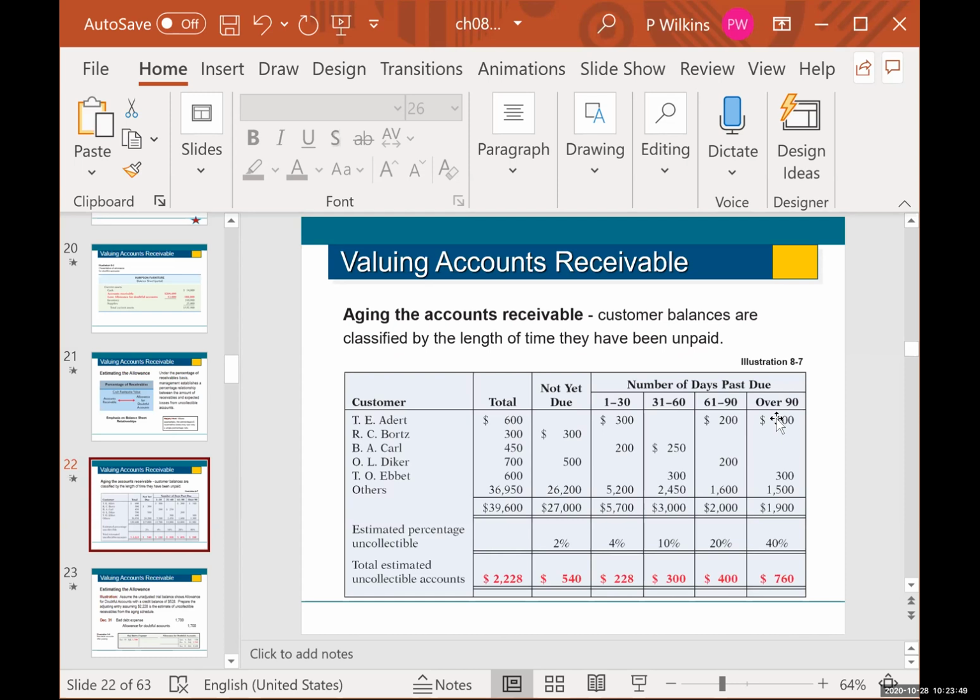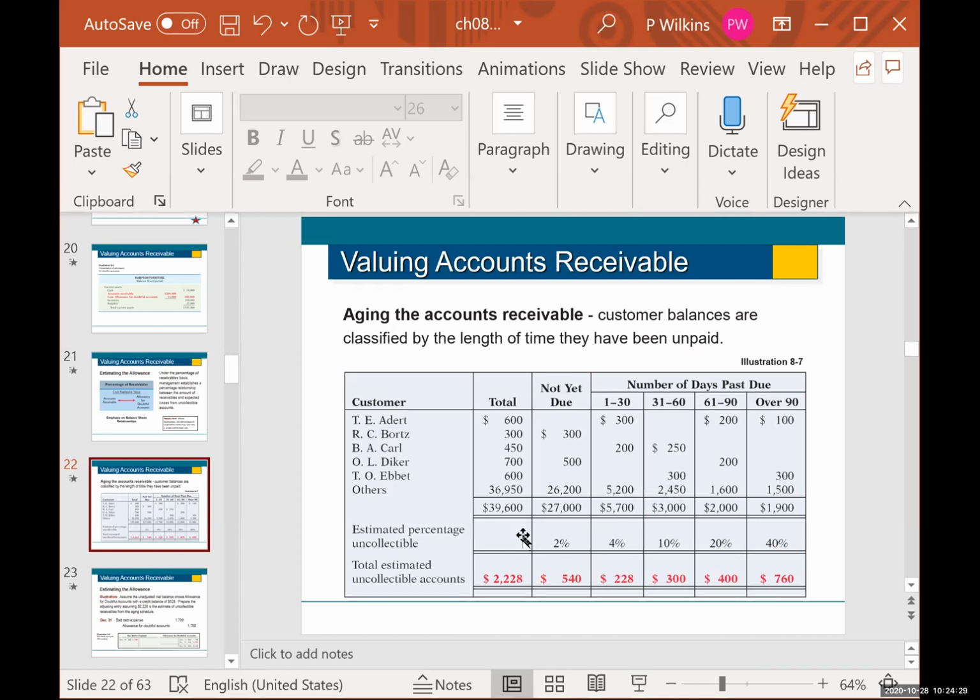And this is where, if you work in collections, you would be printing this report several times a week and you would have your own handwritten notes. So maybe that $100 that T.E. Adert owes is for a product that they bought and it was shipped the wrong color. And so we had to ship it back to the painting factory for them to change the color of the product. So even though it was billed over 90 days ago, the customer still hasn't got that product, so it hasn't been paid yet. So we might have notes on the aging about that. We don't take it off of the books. It stays on the books until that product is taken care of. But we still use that as part of the estimation.